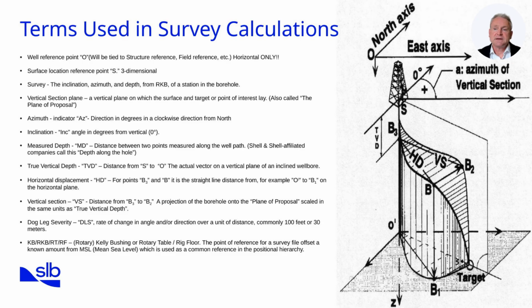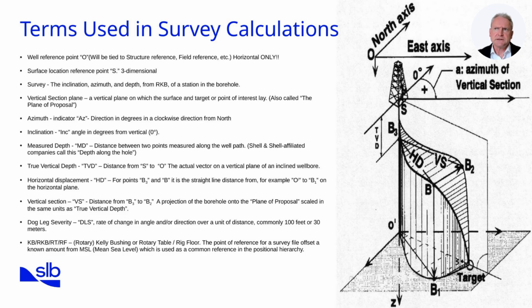In wellbore surveying, several key terms are used to calculate and describe the position of the borehole. The well reference point, O, is tied to structural or field references, but applies only in the horizontal plane. The surface location, S, is a three-dimensional reference point from which measurements begin. A survey records inclination, azimuth, and depth from the Kelly bushing, RKB, at each station in the borehole. The vertical section plane, also called the plane of proposal, is a vertical plane passing through the surface location and the target.